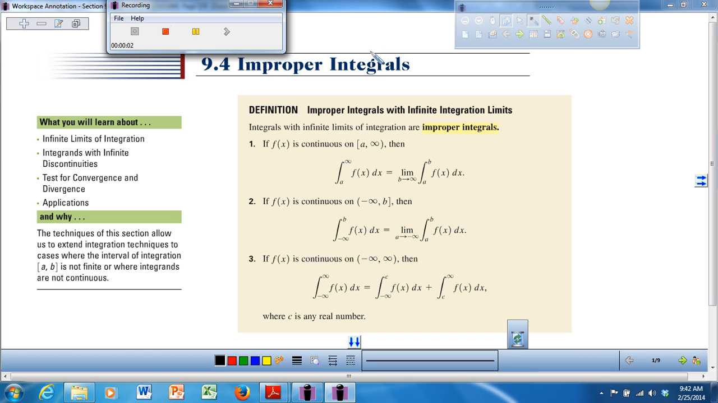All right, so an improper integral, the first type that we're dealing with, we have an infinite upper or lower limit, or both of them are infinite. So here we have the upper limit being infinite, here we have the lower limit being infinite, and here we have both. Take a second and copy that down, and then we'll talk about it.